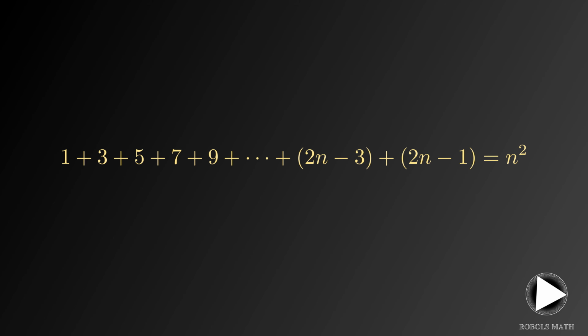Let's try to visually illustrate that the sum of the first n odd whole numbers is equal to n squared, where n is a positive integer. Let's start with n equals 1. If we draw squares, we only get 1.